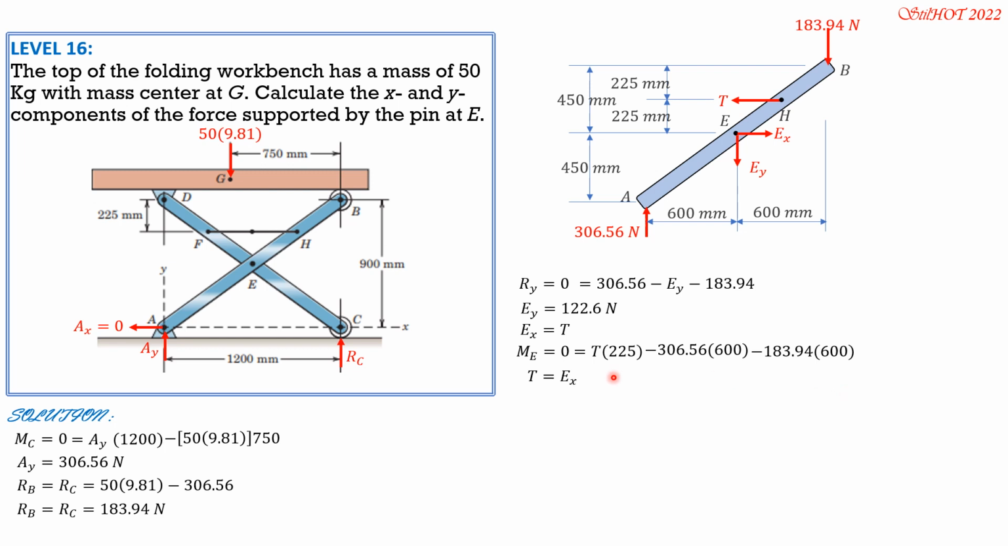So solving for T, which is equal to EX, equals 1308 newtons. Therefore, the X and Y components of the force supported by the pin at E are EX, 1308 newtons, and EY, 122.6 newtons. So that's it for this problem.